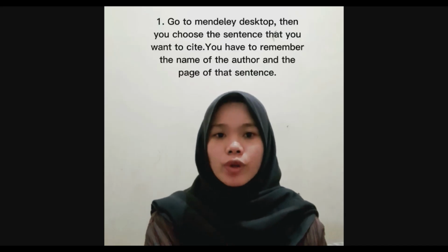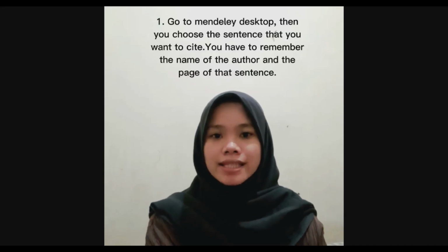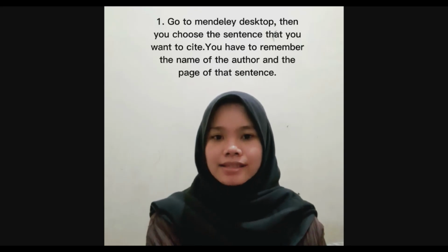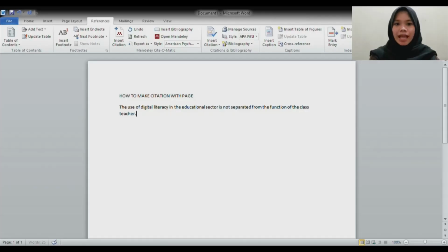Now I'm going to tell you how to make a citation with page in Microsoft Word. First, you have to go to Mendeley, then you choose the sentence you want to cite. You have to remember the name of the author and the page of the sentence. Then copy and paste it on Microsoft Word. After that, because you didn't paraphrase the sentence, you have to put quotation marks on it.